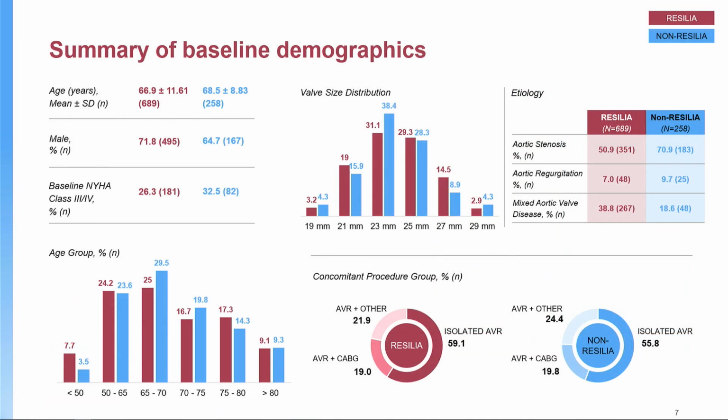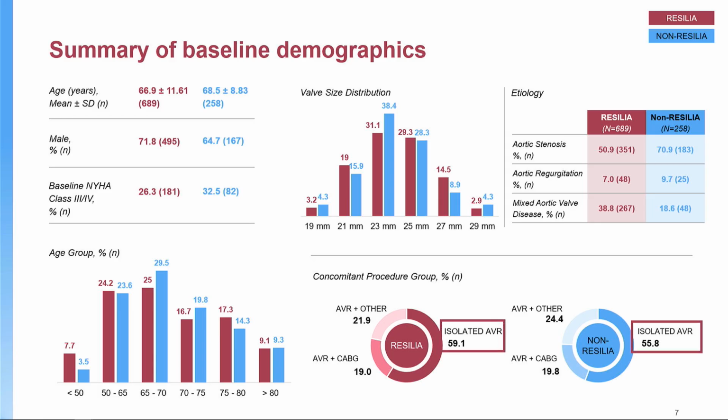This is a baseline summary of demographics. The patients with Resilia were older, had more males, but had fewer class 3 and 4 patients. The main age group was between 65 and 70, and the main valve sizes utilized were 23 and 25 millimeters. You can see that with the Resilia tissue, about 50% was purely aortic stenosis, whereas about 70% on the Magna Ease, but there was more mixed pathology on the Resilia tissue.